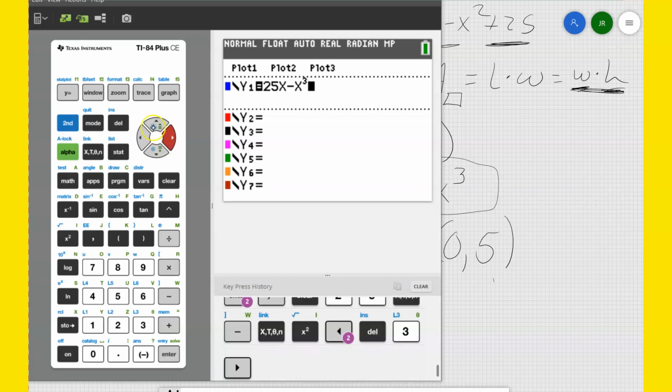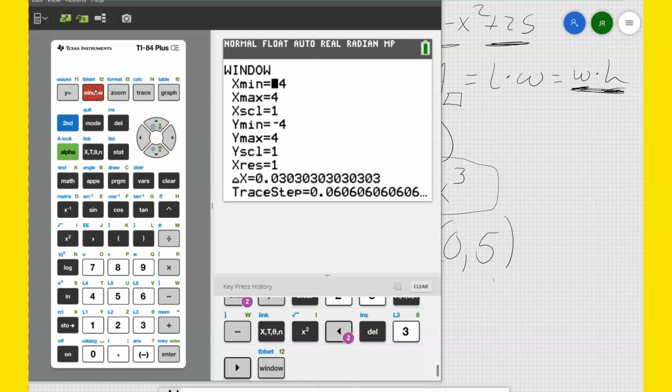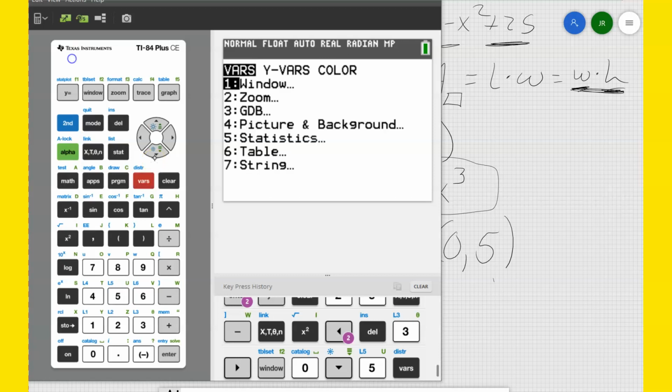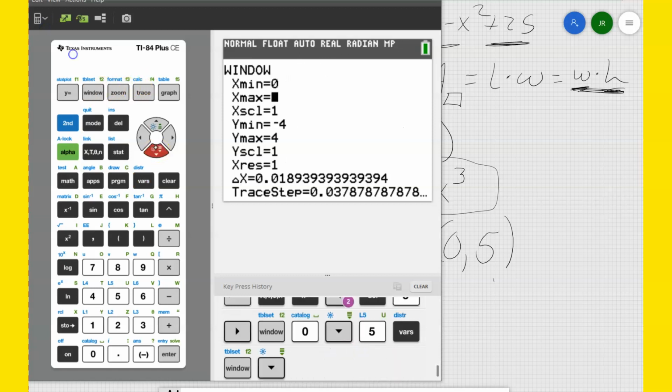All right, now I'm going to think about my window. You remember in part B, it asked me to find the domain. That's a good thing for my window because I already found what my window should be by finding the domain. The x min should be 0. The x max should be 5 because that's my domain. x has to be from there to there or it wouldn't satisfy the problem. So from 0 to 5.